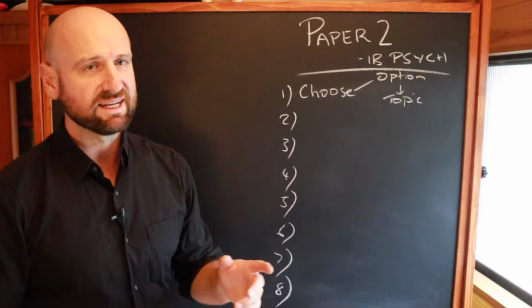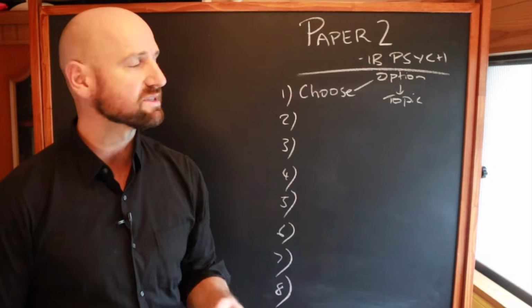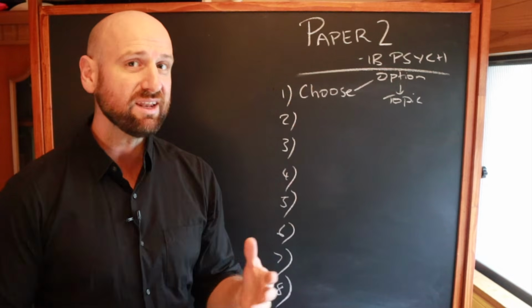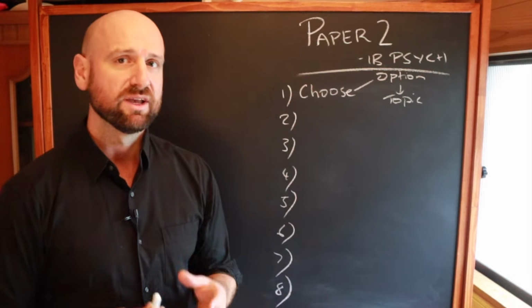Right, your first step is dead easy. Choose the option that you're going to write about. High level students write about 2 options, standard level write about 1. Within each option, there are 3 topics. I recommend choosing one specific topic to prepare for.